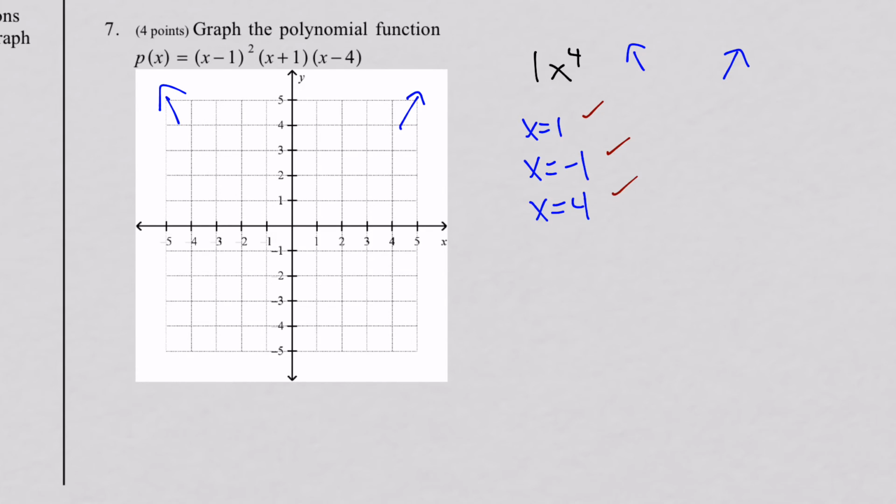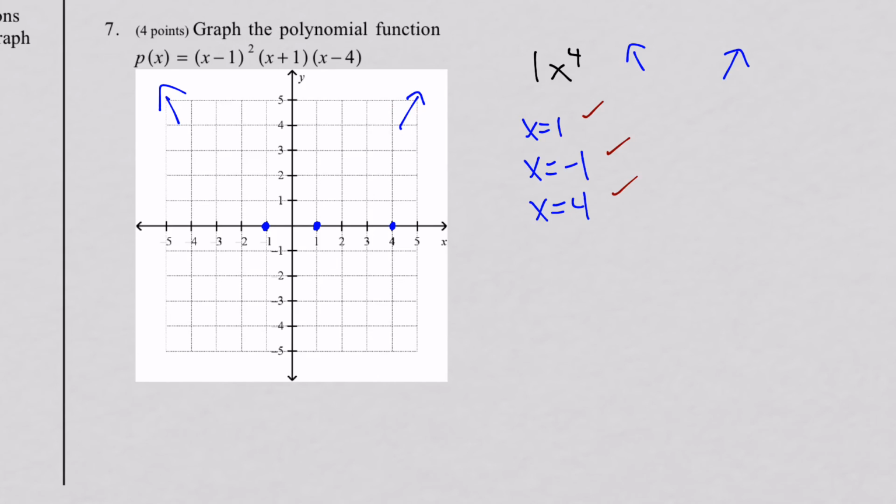What you're going to do with those is you're going to plot them in the graph. 1 right here, -1 right there, and 4 right there. So those are your 3 x-intercepts. And you're ready to graph. Using this arrow, I'm going to connect these dots. I'm going to touch this one, cross or tangent, I don't know yet, but I'm going to touch it for sure. And then I'm going to touch this one, and then I'm going to touch this one, and then I'm going to go up. That's basically the idea.